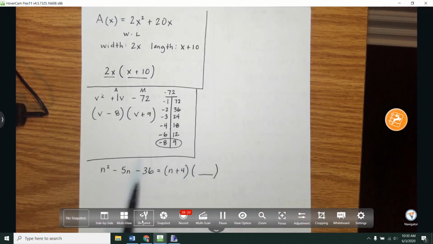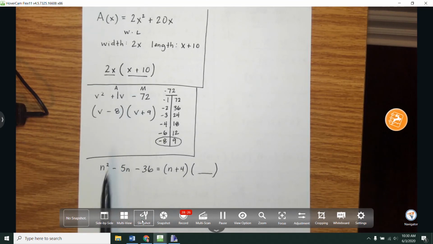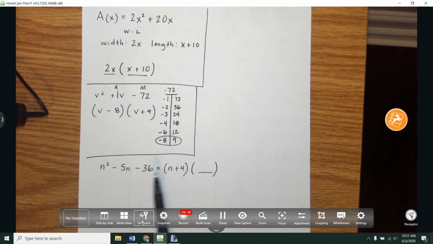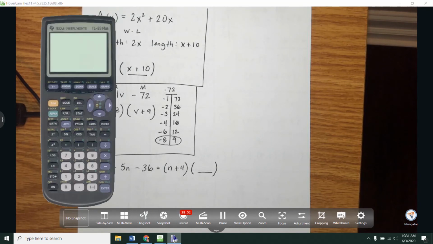Okay, this one's not too bad. Really, it's what we're doing here. This is the first part, and they've already given us one of these parentheses, just like they already gave us this one. So it's saying something multiplies with 4 to give us negative 36, and something adds with 4 to give us negative 5. If you're a little confused on what that might be, it's easy just to use your calculator.